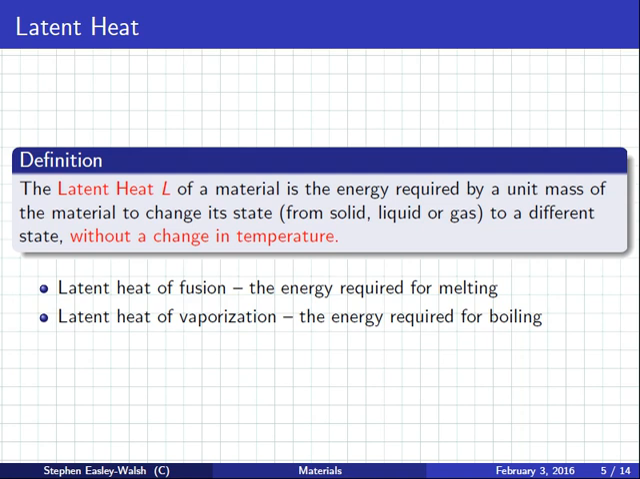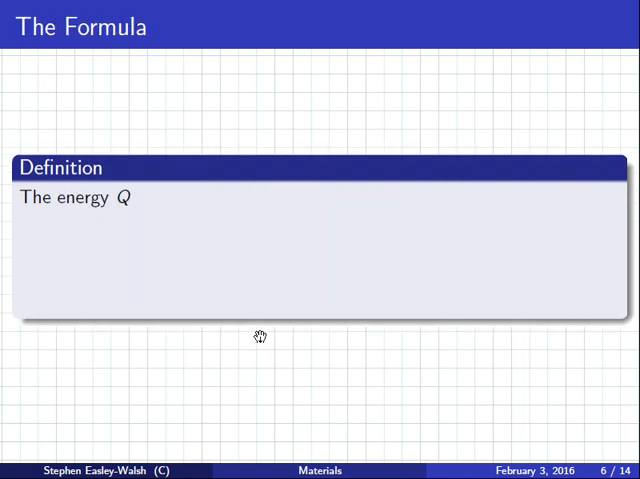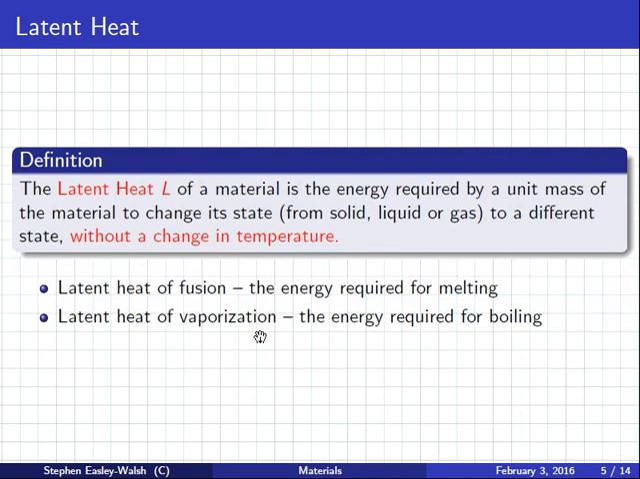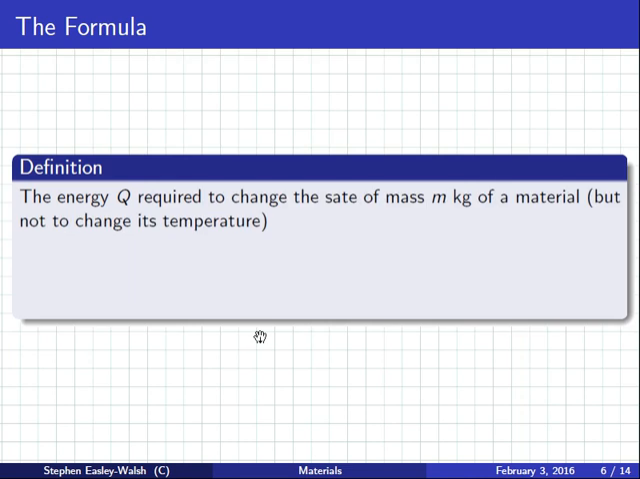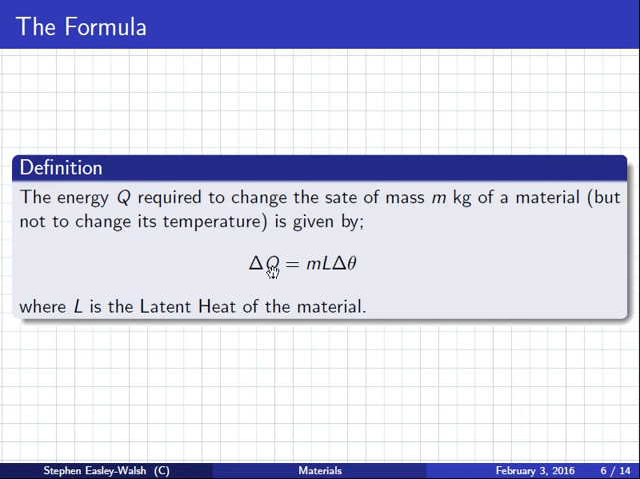Got it? Let's do this. So, the formula. Do you have it, Karar? Yeah. So, the energy, this is a formula now. The energy you need to change the state of a mass of a material, but not to change its temperature. So, in other words, the formula is this.